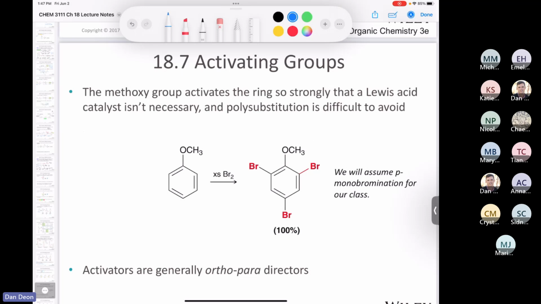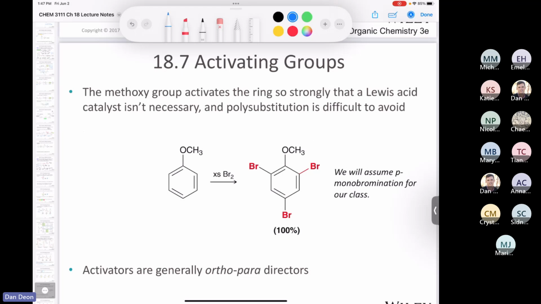But anyhow, it says the methoxy group, as a matter of fact, activates the ring so strongly that you don't even need a Lewis acid catalyst if you try to do bromination, for example, and you just get polysubstitution. So it would install at both ortho positions and the para position.